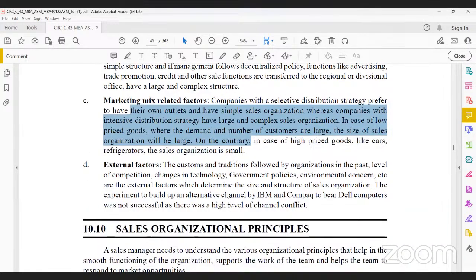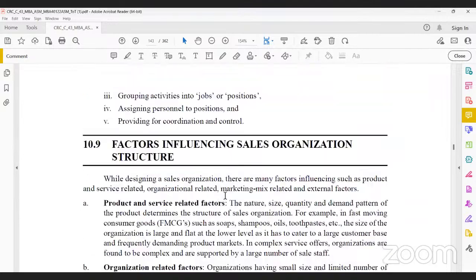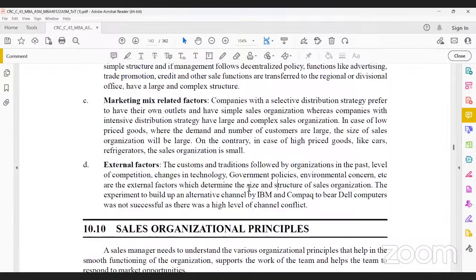External factors: customer traditions followed by the organization in the past, level of competition, change in technology, government policies, and environmental concerns are the external factors which determine the size and structure of the sales organization. You can see that for international companies like IBM, Compaq, and Dell, many factors also influence the sales organization structure.